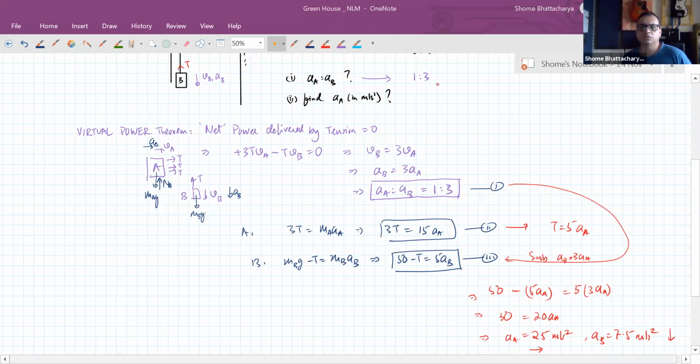That is solving of the equations. In this equation 3, substitute the value of acceleration of B as 3 times the acceleration of A. Substitute acceleration of B as 3 times the acceleration of A. So this side becomes 15 times the acceleration of A, and substitute the value of T as this.